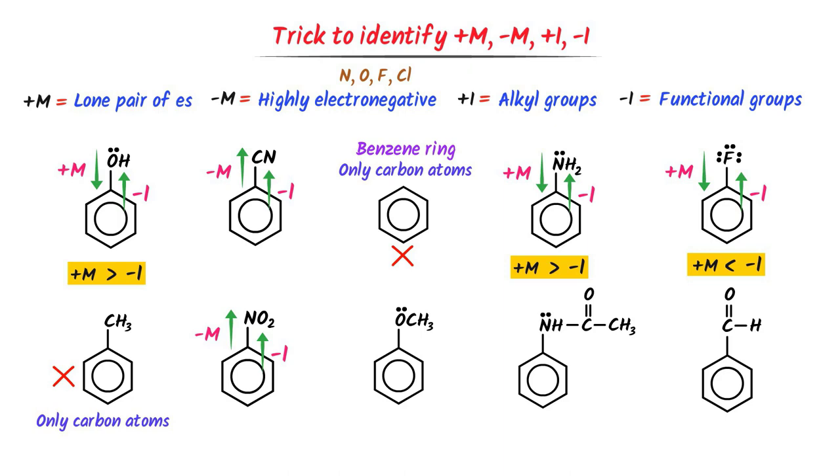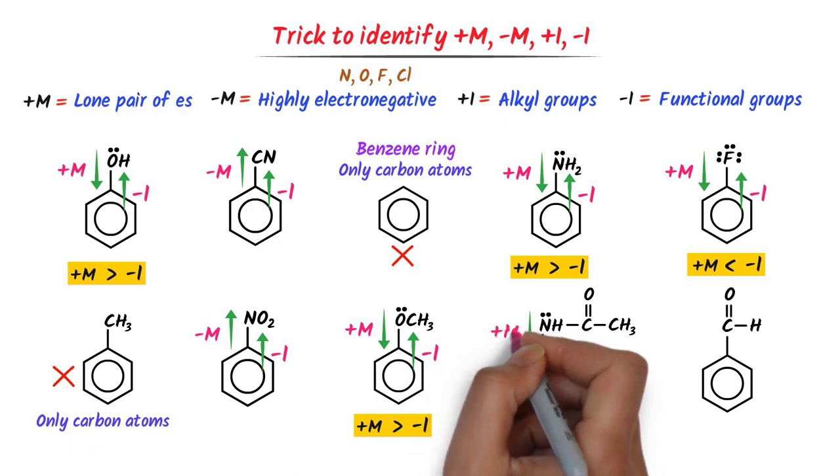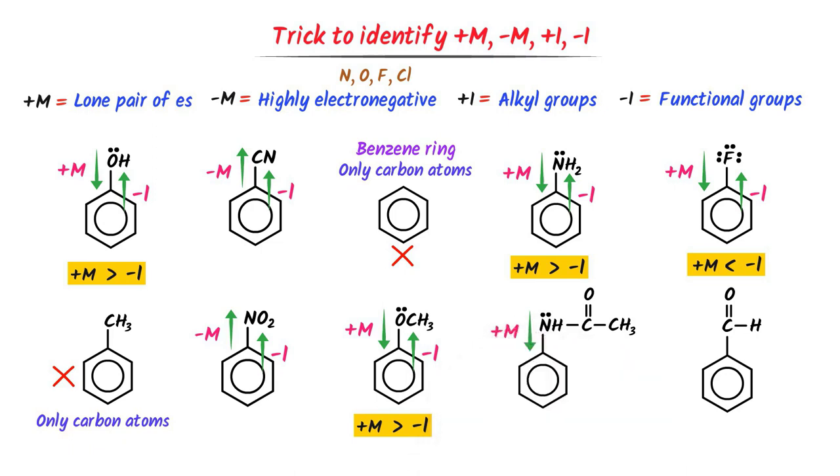In the eighth case, there is a lone pair of electrons present with this group, hence it shows positive M effect. On the other hand, OCH3 is a functional group attached to a benzene ring. It shows negative I effect. We know that positive M effect is greater than negative I effect. In the ninth case, this functional group has a lone pair of electrons, hence it shows positive M effect. Secondly, this functional group attracts this shared pair of electrons and it shows negative I effect. We know that positive M effect is greater than negative I effect.